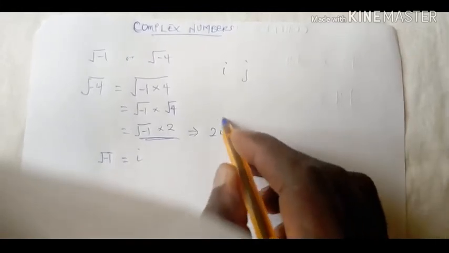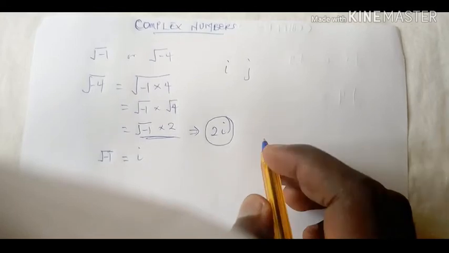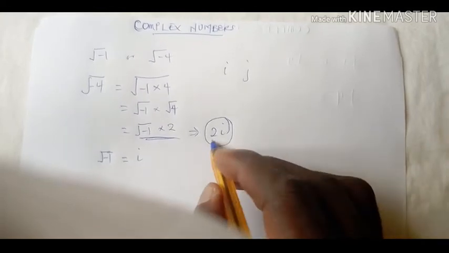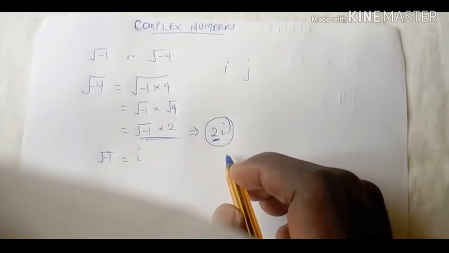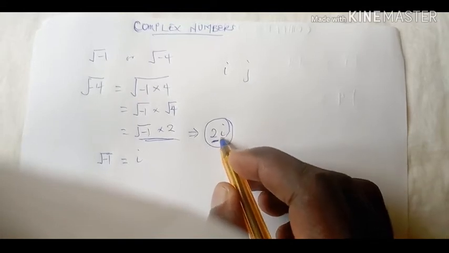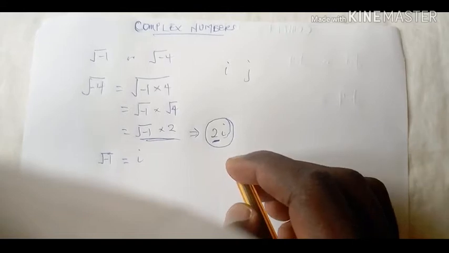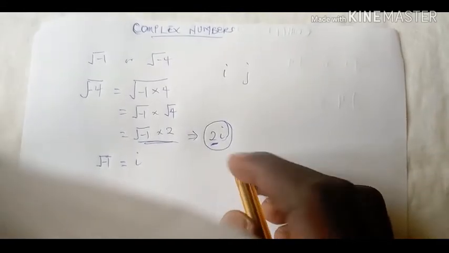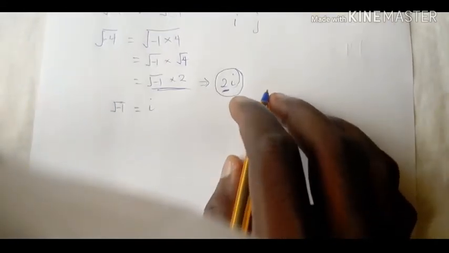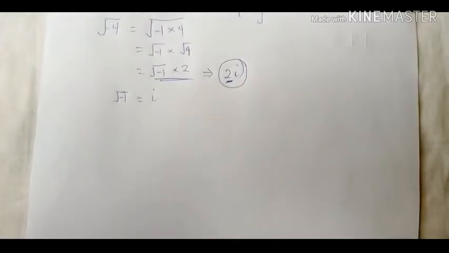And so this is what we call the complex number. In actual sense, it is this 2 which is scaled by this i, the imaginary unit. Whichever way, it is the complex number. Now let's do the other way around and see what we actually get.